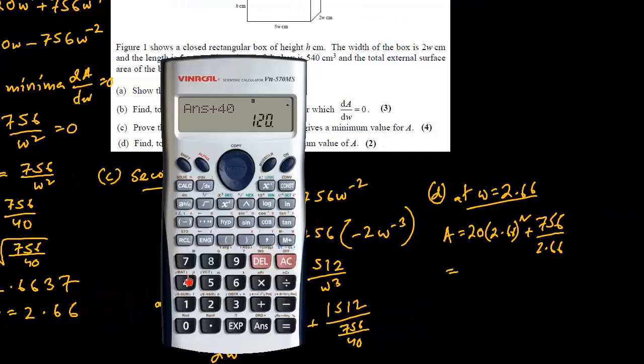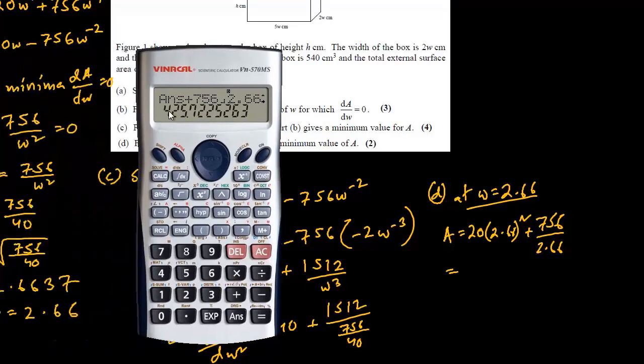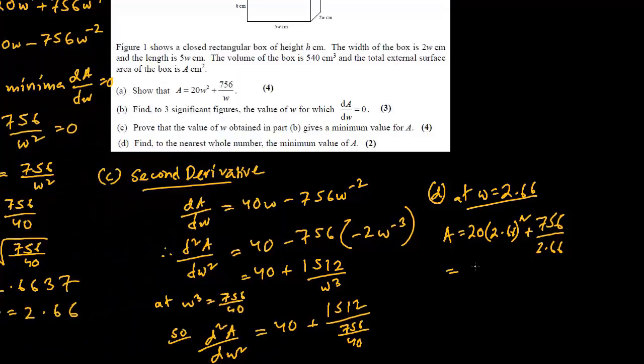So this turns out to be, so 20 into 2.66 squared and plus 756 divided by 2.66. So this turns out to be 425.7, but the answer has to be in the nearest whole number. So we can write 426. So 426. That is the answer. That is the minimum value of A.